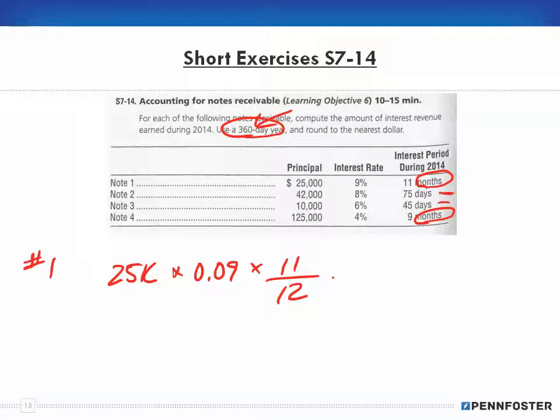Now, obviously you can do the math one of two different ways here. You could take the 25,000 times 0.09 times 11, right? And that gives you 24,750, and then divide that by 12, all right?